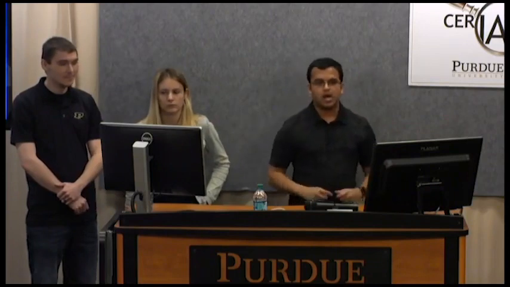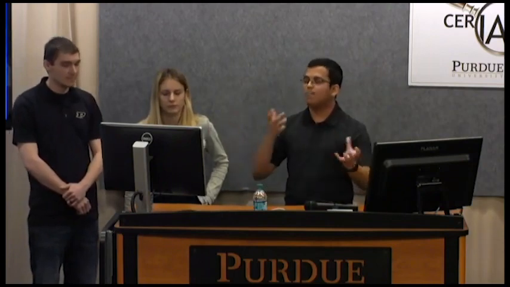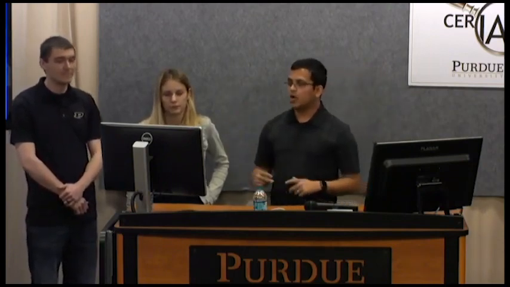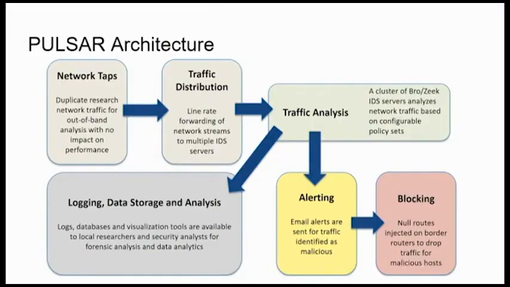Because of these complex challenges and constraints, we have created an entire system consisting of multiple modules, a complete solution made up of different pieces. As you can see, this is a high-level overview of what our architecture looks like for PULSAR. Going left to right, top to bottom, we have the network taps layer. The network tap layer duplicates the traffic going in and out of our network and sends it to us, so we get the data that we are supposed to be monitoring.